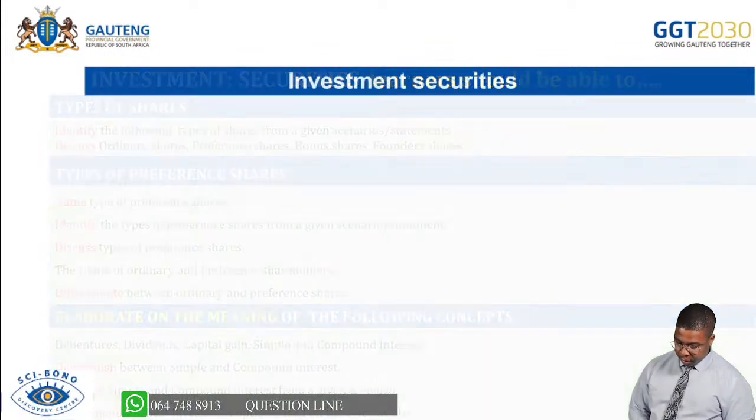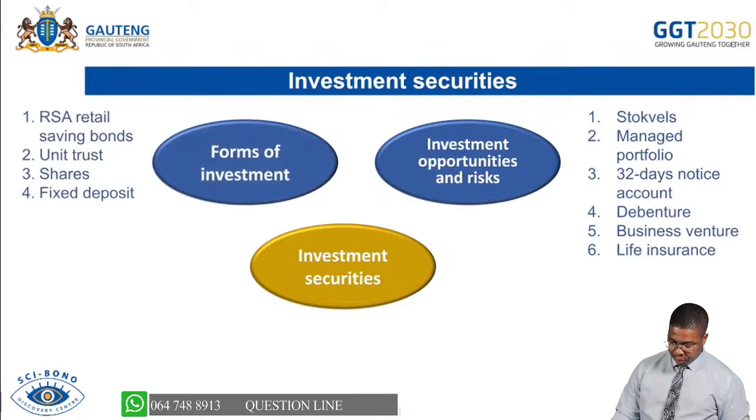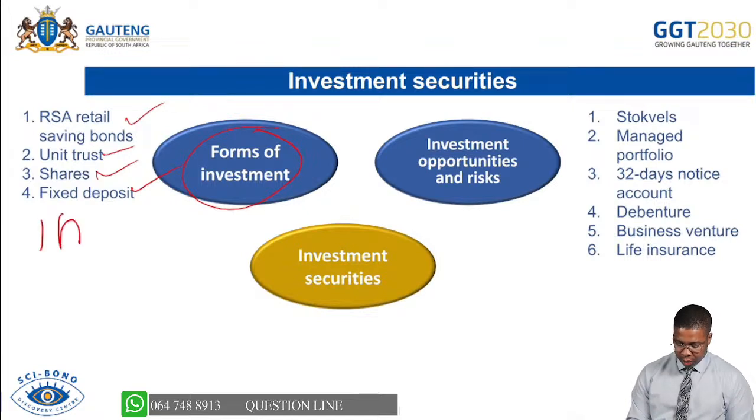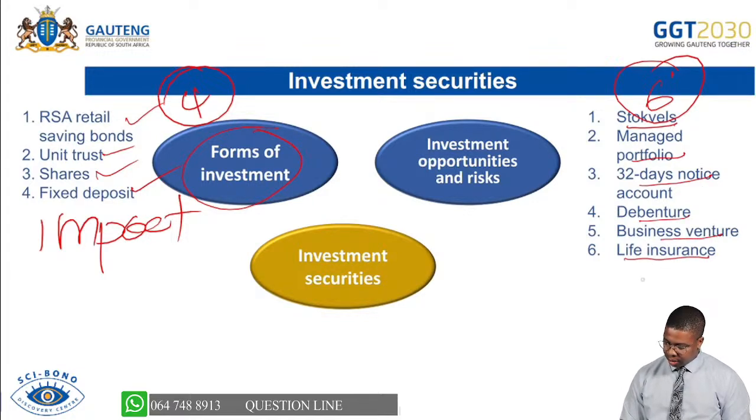investment option. Then let us start now with the other structured way of doing things. These are now the two critical things that may lead to you making mistakes. Just know that with forms of investment, we have four. This is RSA, unit trust, shares, and investment security, and we focus on the impact. But with investment opportunities, we have six, which are stock funds, managed portfolio, 32 days notice account, debenture, business venture, and insurance. This can either be life insurance, retirement policy, or endowment policy.